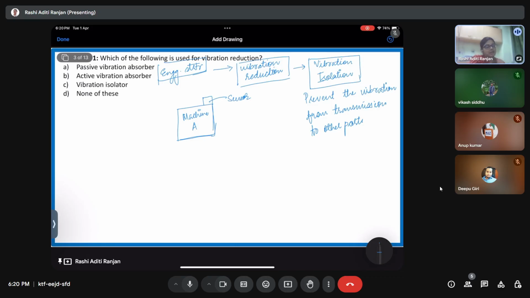So when a sensor is mounted on a machine, mind it, the sensor is there to measure the temperature. I've already told you, the sensor is not there to measure the vibration. If the sensor were there to measure the vibration, the isolation thing would not come into the picture. So what will I do? I will use a rubber support.